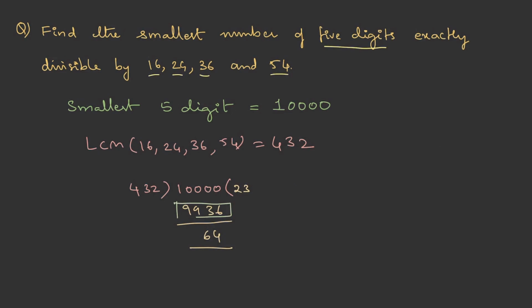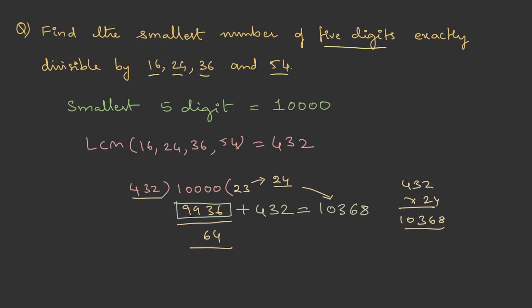Now for this particular number, just add the 432, which gives us 10368. So if we change this 23 to 24, 432 into 24 gives this number. If you want to try, check it. 432 into 24 is 10368. So this is the smallest 5-digit number which is divisible by all these 4 numbers. That's the answer.